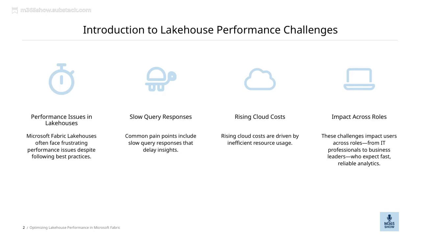One major issue is rising cloud costs, which are often driven by inefficient use of resources. When resources aren't optimized, expenses can quickly escalate. Another common pain point is slow query responses, which can delay critical insights and hinder decision-making. Despite following best practices, Microsoft Fabric Lakehouses sometimes encounter frustrating performance issues. These challenges highlight the importance of targeted optimization strategies to ensure everyone gets the performance they need.